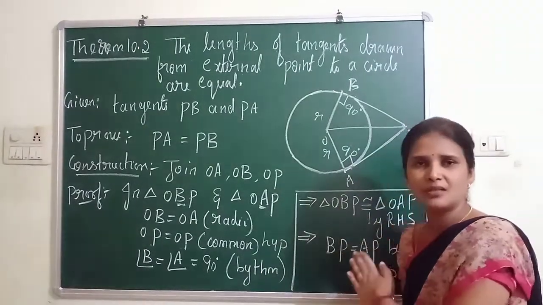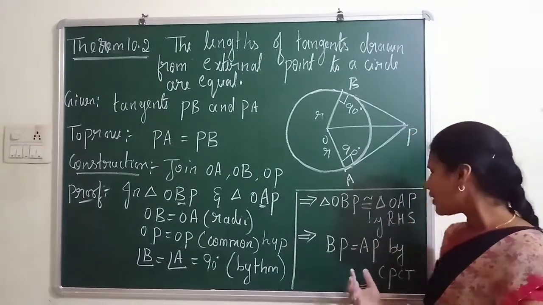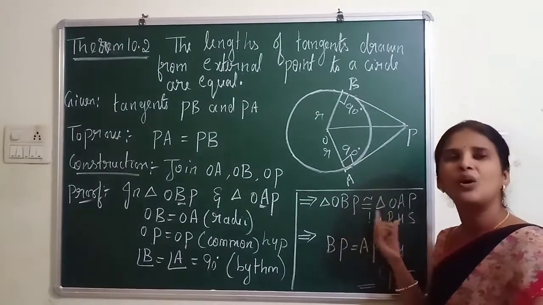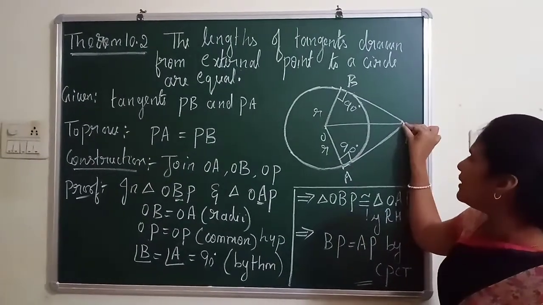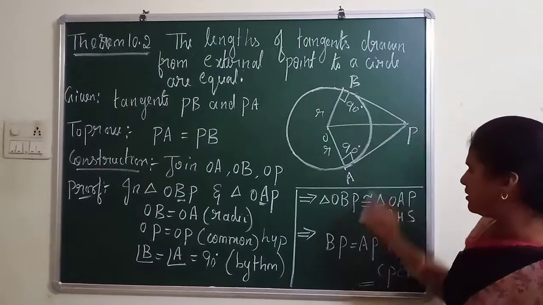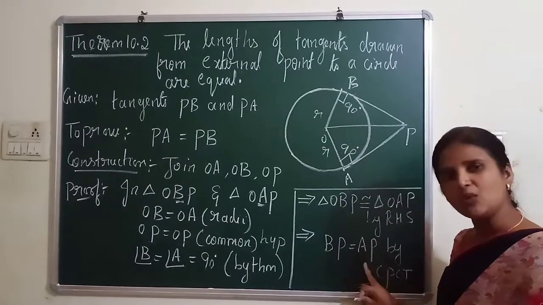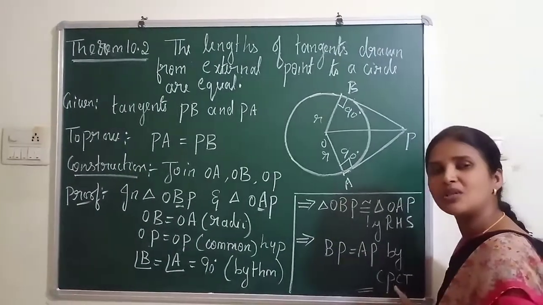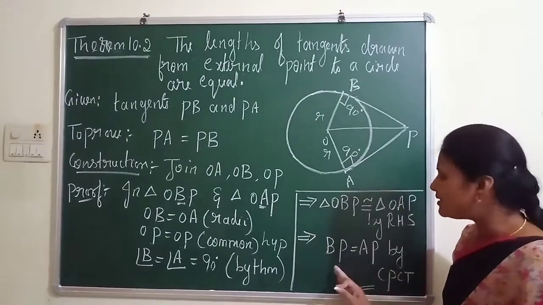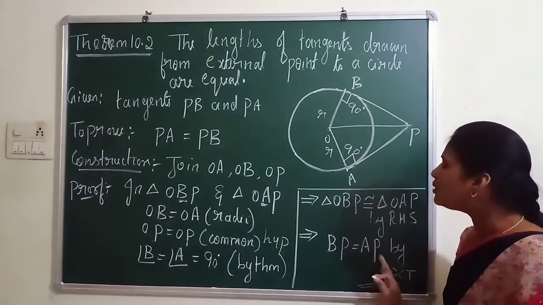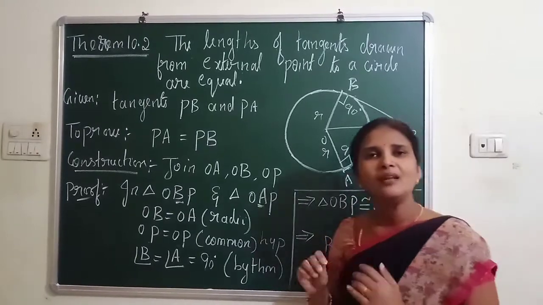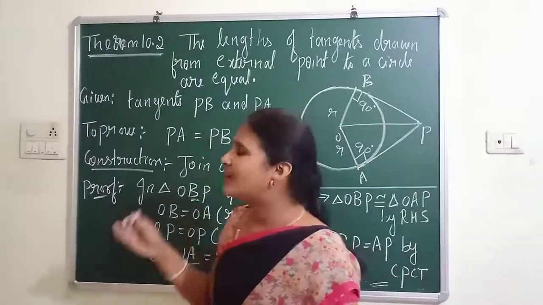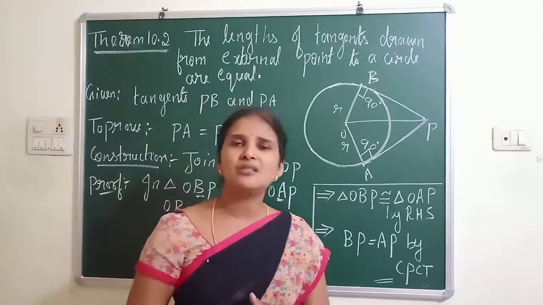So when you correlate this with this example, I can tell that these two triangles are congruent. And which part is CPCT here? The line segments, that is AP and BP. BP and AP will be equal by CPCT because this is a matching pair. Hence, we conclude that the 2 tangents drawn from the external point are equal in length. So with this, we learned another important theorem, that is 10.2.